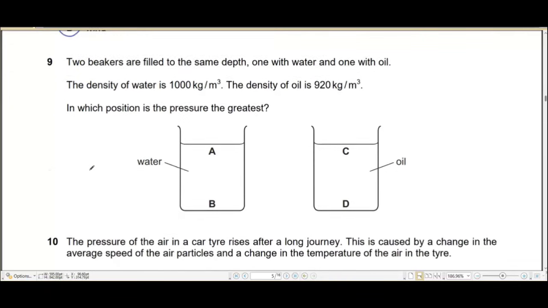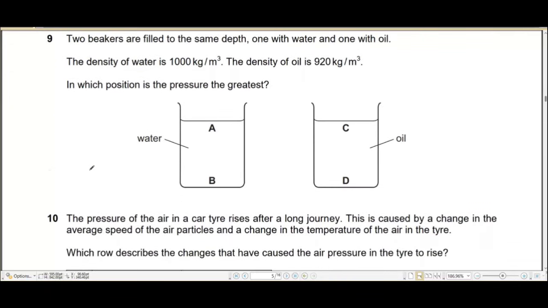Moving on to question number 9. Two beakers are filled to the same depth. Okay, one with water and one with oil. The density of the water is 1000 kg per meter cube. The density of the oil is 920 kg per meter cube. So basically the density of oil is less than that of water. In which position is the pressure the greatest?